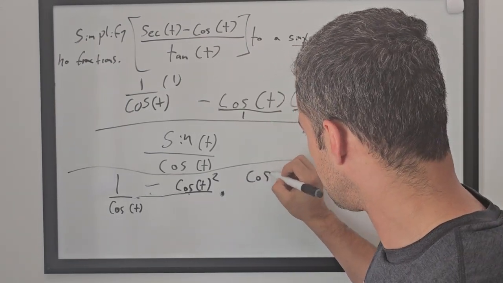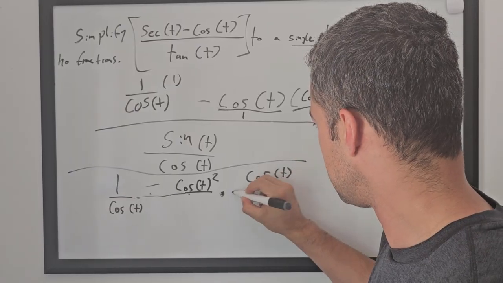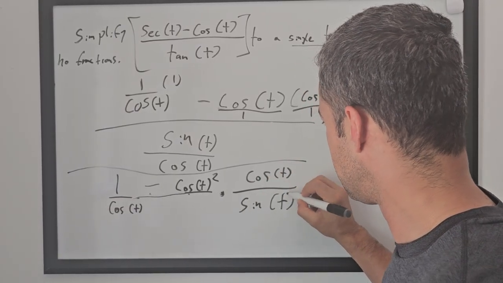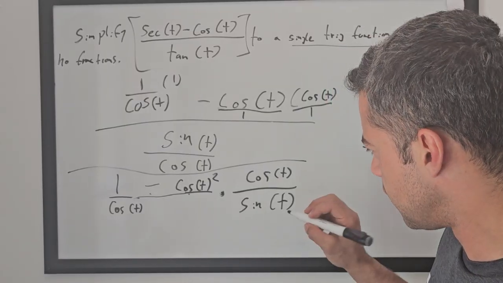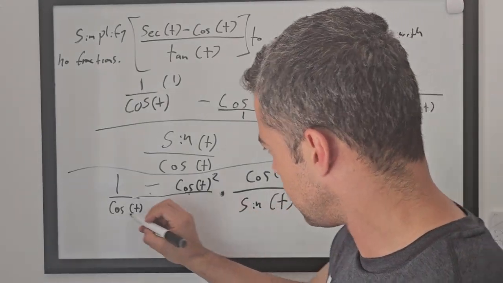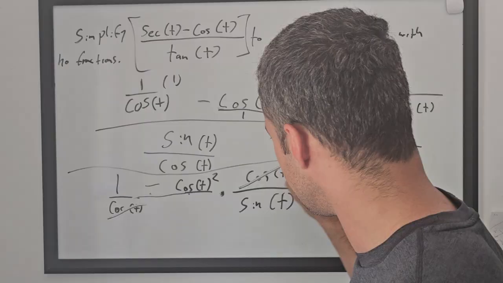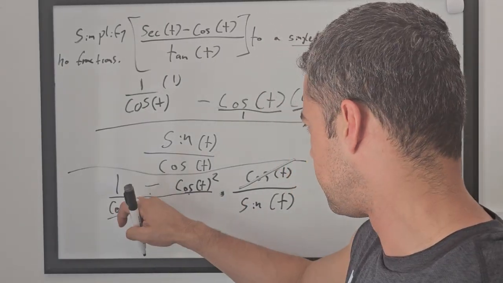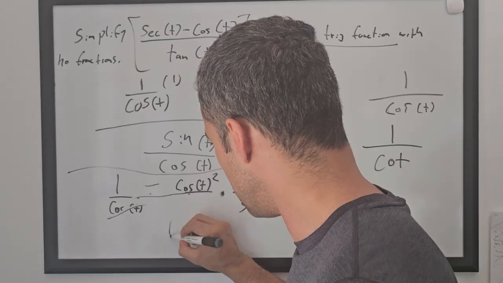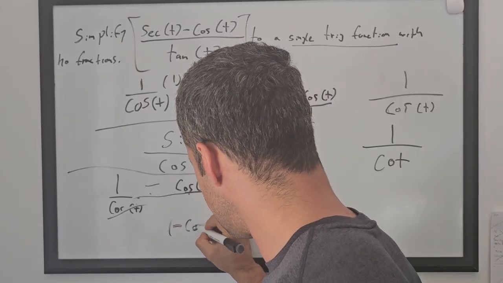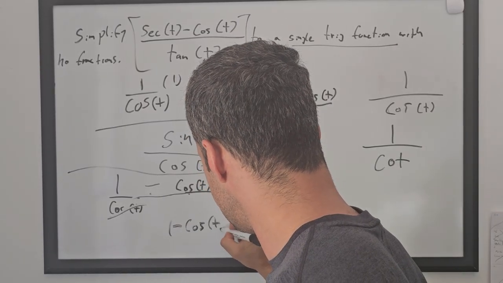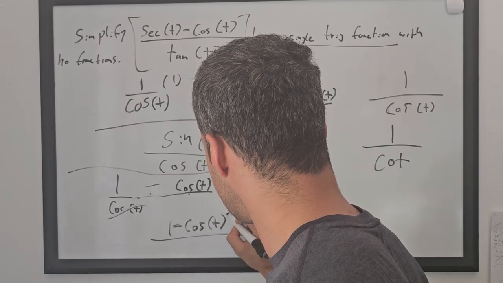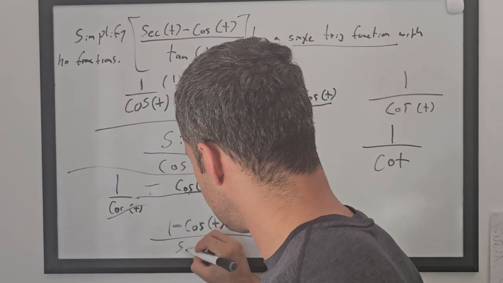Cosine t over sine t. And straight away we see that we can very simply cross this out. And then we have this left over. We have 1 minus cosine squared of reference angle t over sine.